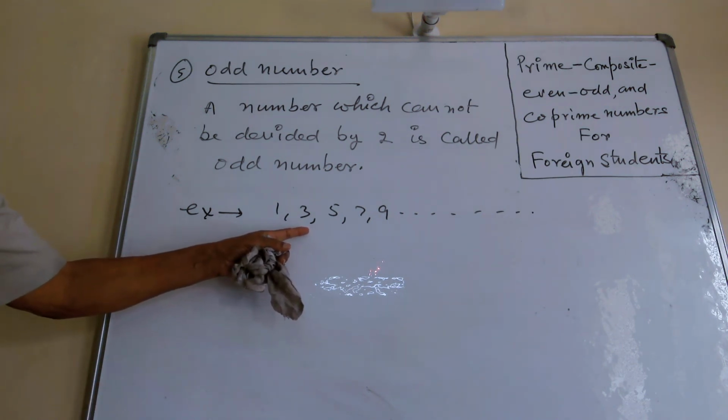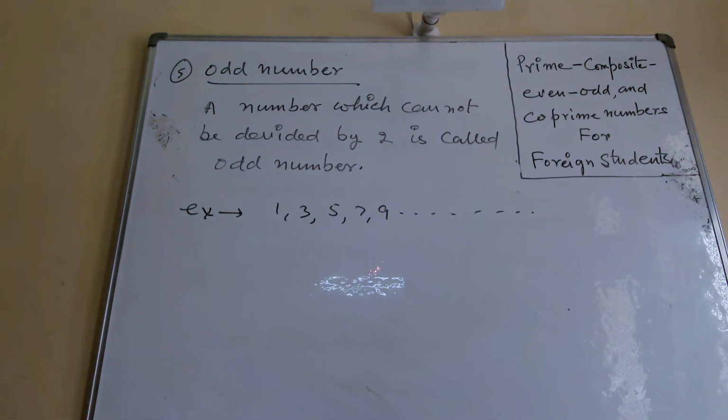So, I have defined in this video 5 types of numbers: prime number, composite number, co-prime numbers, even number, and odd numbers. My dear students, I think the definition of all the numbers is clear to you.